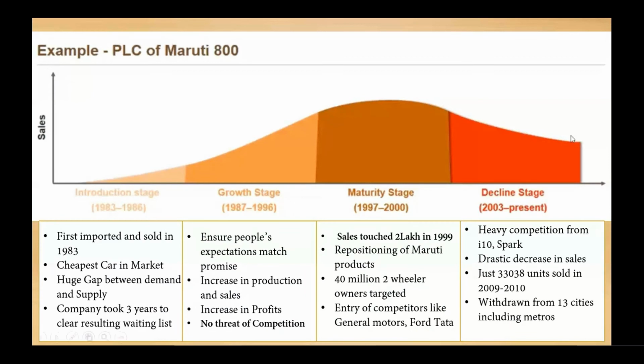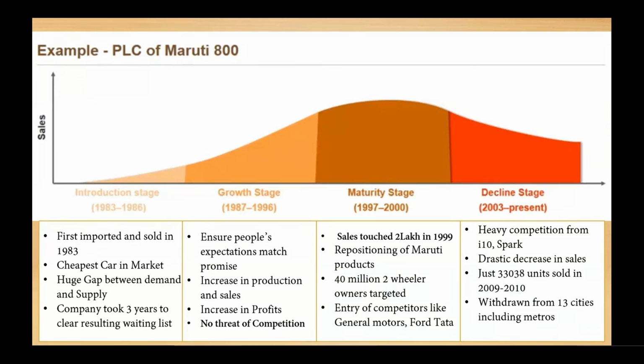Now, so far, I just made you understand the different stages through which a product goes during its lifetime. Now, I'll be taking just one company, that is Maruti, and I'll be giving you the product life cycle of Maruti 800. For this Maruti 800, I'll be talking about what was happening when it was in the introduction stage, what was happening when it was in the growth stage, and how it moved over to maturity and decline stage.